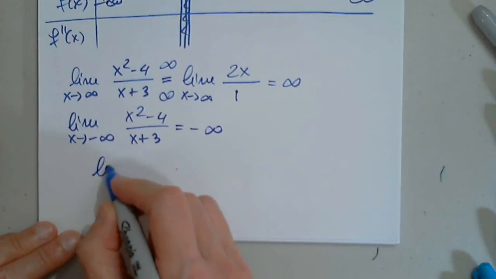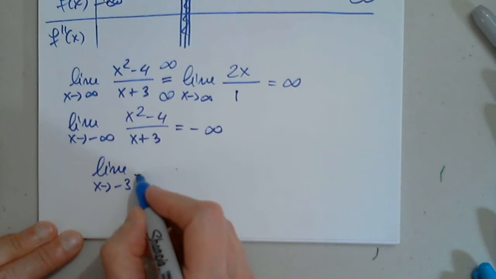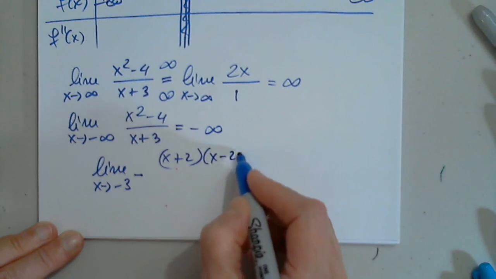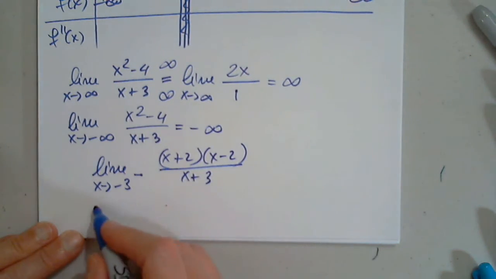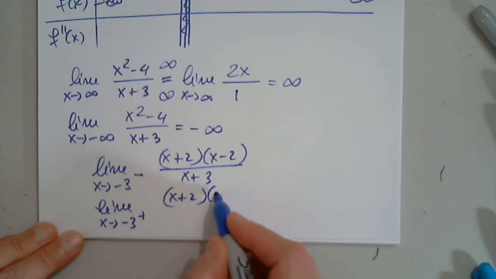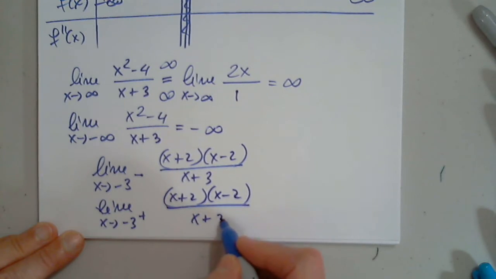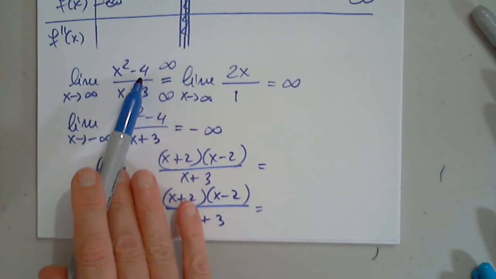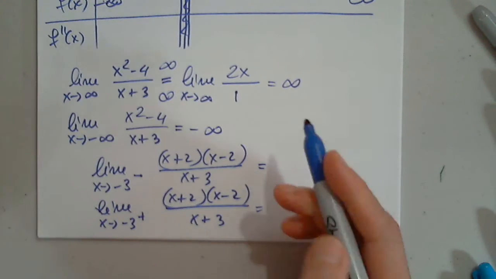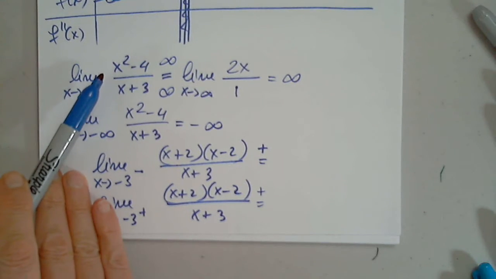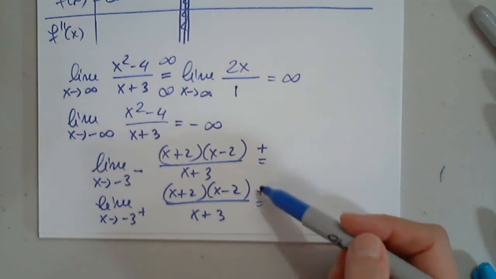Now we need these two. The limit as x approaches negative 3 from the left, and it's easier if I write it factored this time. You will see in a moment why. And then the limit as x approaches negative 3 from the right of (x plus 2)(x minus 2) over (x plus 3). The numerator, because it's x squared minus 4, when x approaches negative 3, will be a positive number. I hope you agree with that. Negative 3 squared is 9, 9 minus 4 will be 5. So the top is positive.